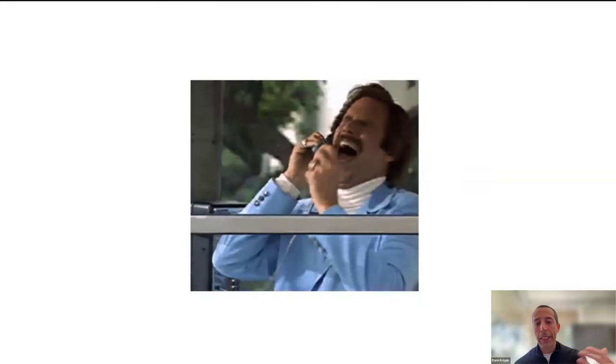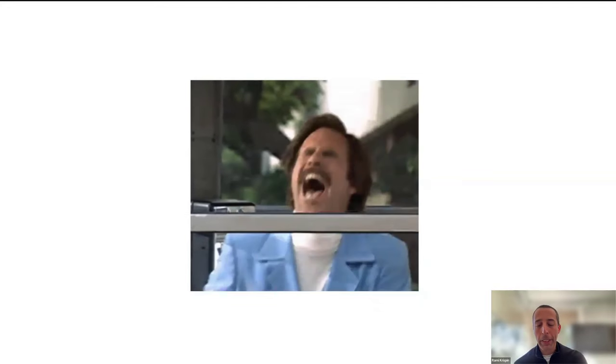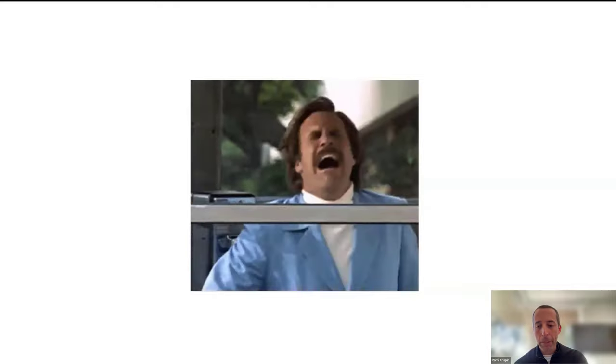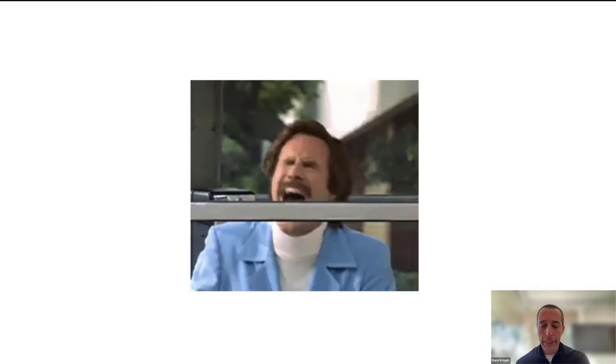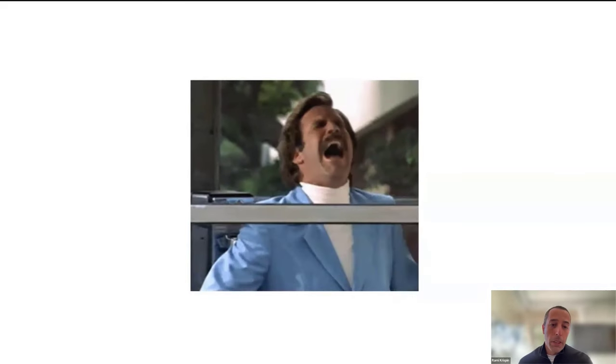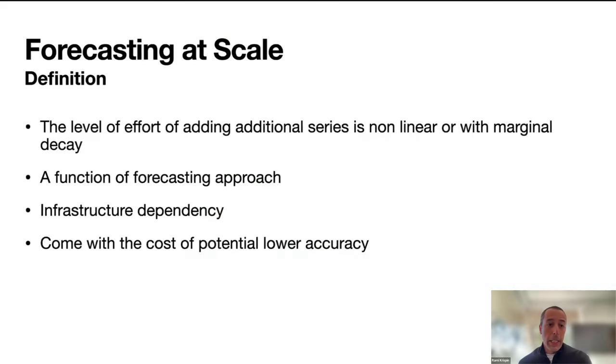And you cannot really scale it unless you are using your time inefficiently and doing the same process for each year. So let's talk about scaling. And I think we should start with a definition. That's my definition in my own words, not necessarily the textbook definition, but scaling forecasting is defining, I think, the level of effort of adding additional series.